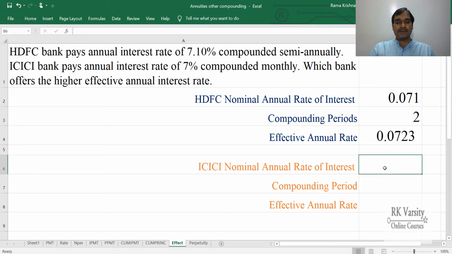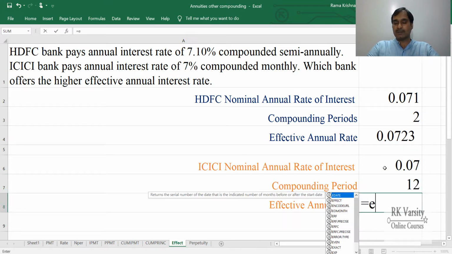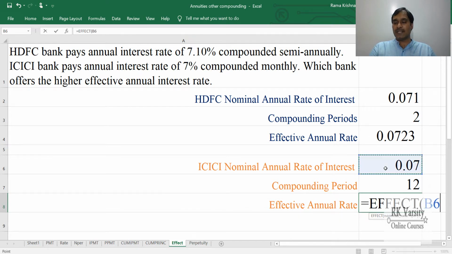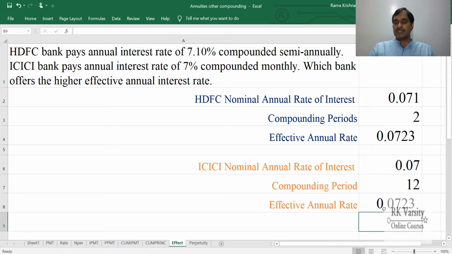Now we calculate for ICICI Bank. In case of ICICI Bank, the rate of interest is 7% annual rate, and compounding is monthly. That means 12 compounding periods, and your effective rate is equals EFFECT, then the nominal rate, comma, compounding periods. Close the bracket, press enter key. So this is also 0.0723.